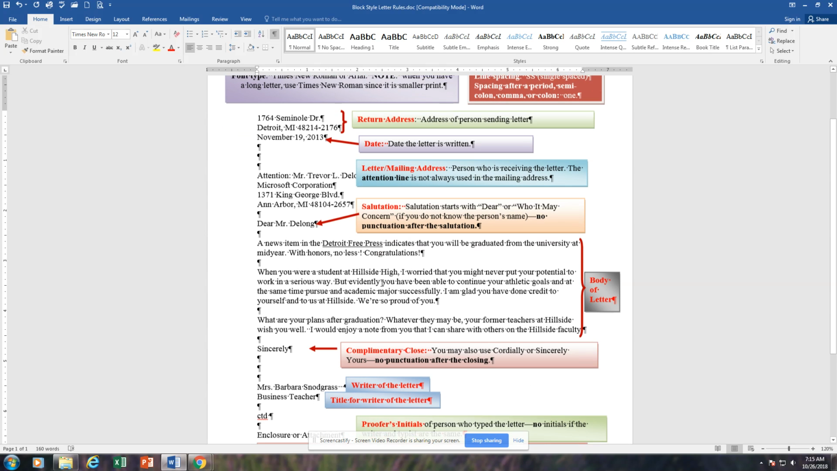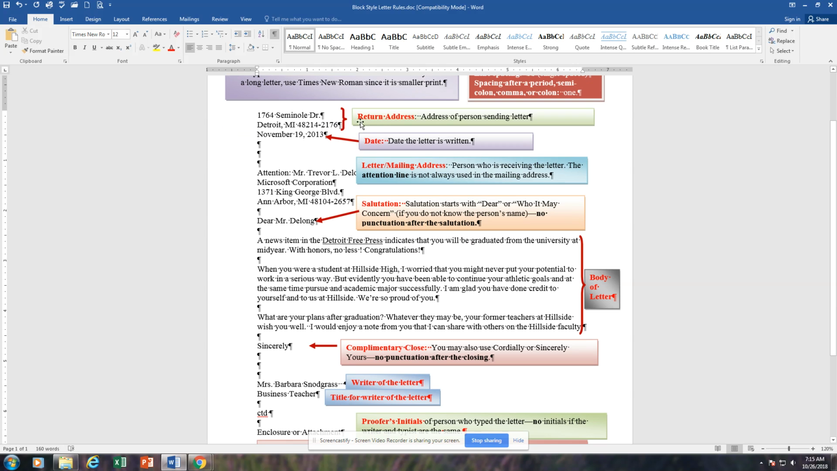The parts of the letter. At the very top, you're going to see the return address. I'm highlighting the return address. This would be your street name with its number, then the city, state, and zip code. Notice that after Detroit, or after the city name, there is a comma. And also notice that the state is in capital letters, capital M, capital I, with no period. Whenever you capitalize both of these, you do not need a period after it.